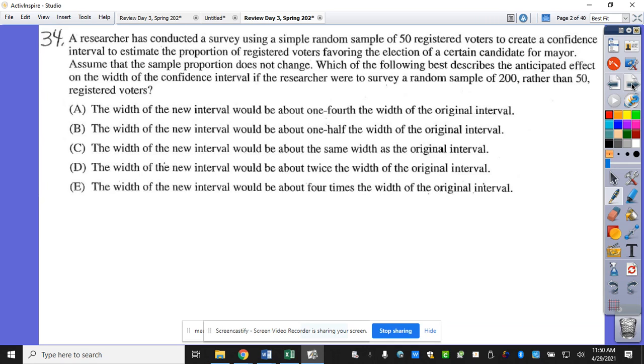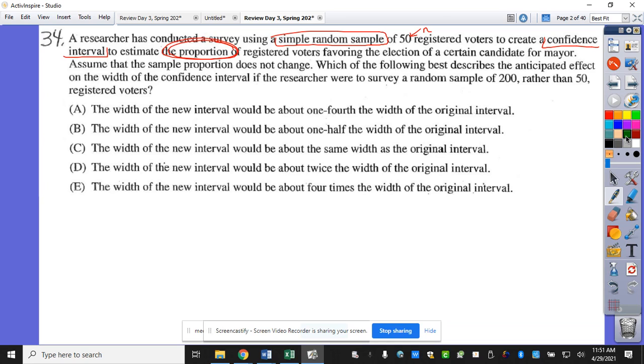I think I'm going to start this problem with an idea instead of how to answer it. So researchers conducted a survey using a simple random sample of 50 registered voters to create a confidence interval on a test to estimate the proportions of registered voters favoring the election of a certain candidate for mayor. So assume the sample proportion does not change.